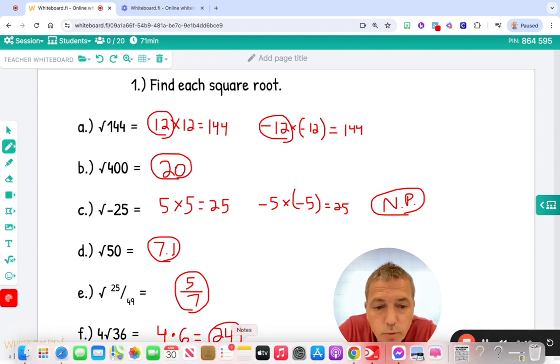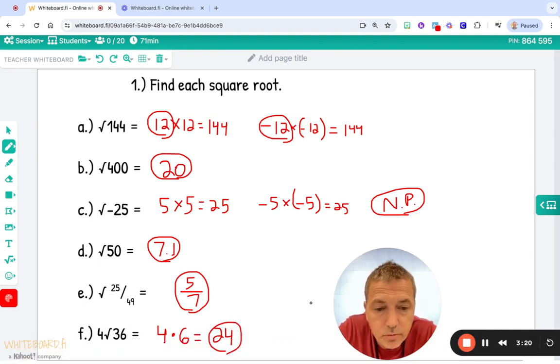So anytime you're thinking about square roots, we're thinking about the number times itself, right? What number times itself makes that? They could be fractions. I mean, they could be decimals, right? So if they're not a perfect square, but if they're a perfect square, we're going to get a whole number.